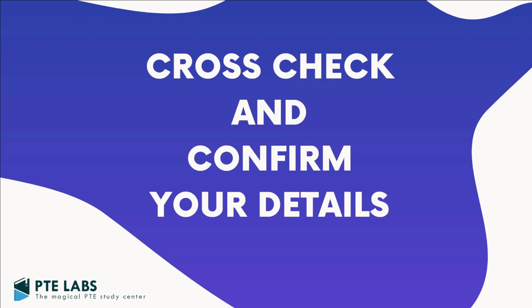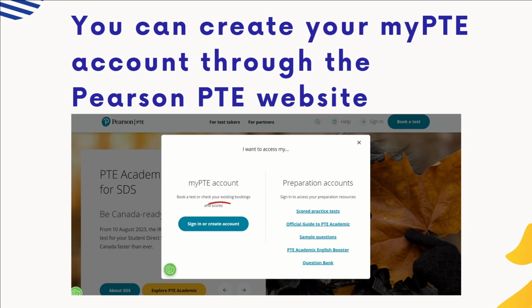Once you're logged in to the Pearson account, you can cross check and confirm your details and send us an email that your details are accurate. That's how you create the MyPT account with PT Labs. Or else you can also create your MyPT account through the Pearson PT website. Just click on the sign in or create account option. Then you will have the steps ahead to create your account.